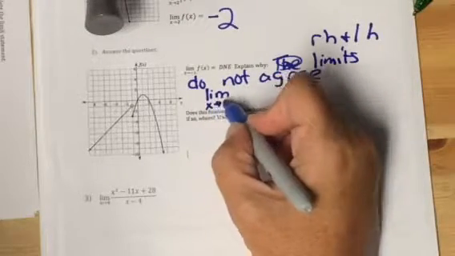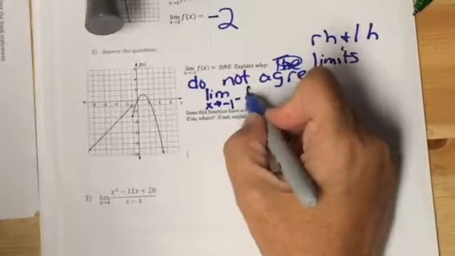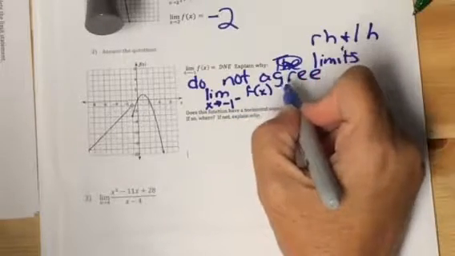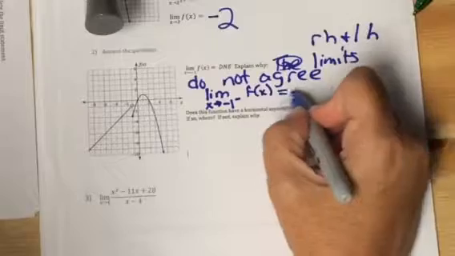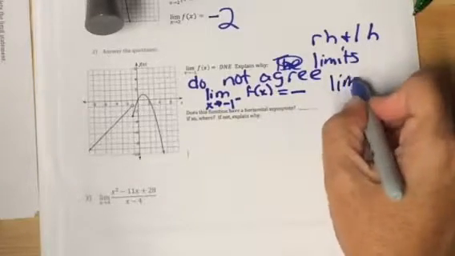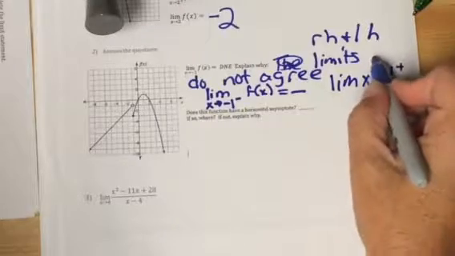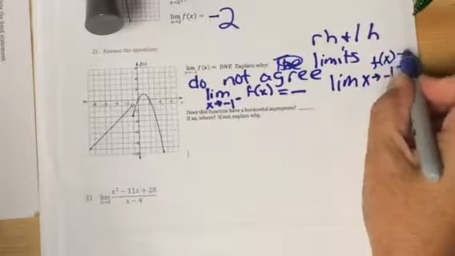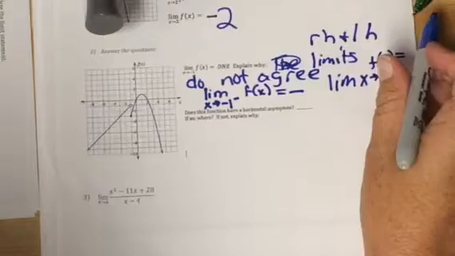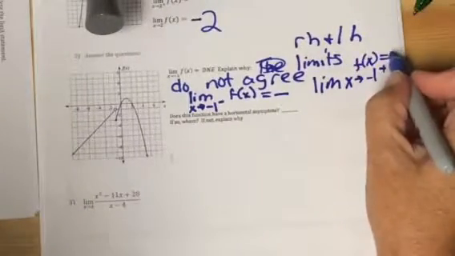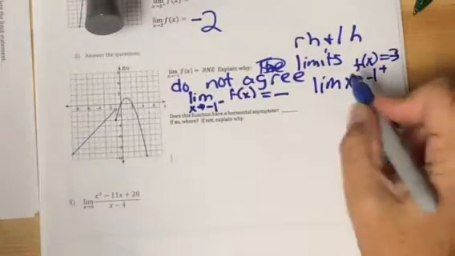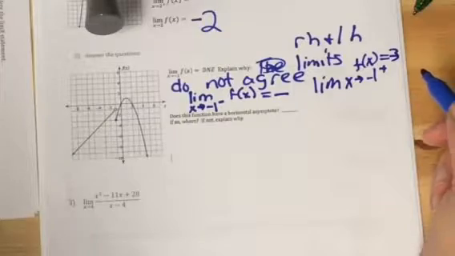This would be like an excellent answer. The limit as x approaches -1 from the left of f of x equals -1. And the limit as x approaches -1 from the right of f of x equals -3. So therefore the limit does not exist.